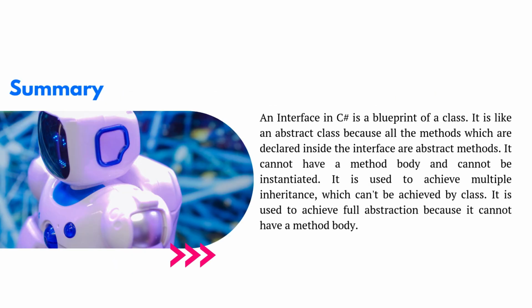An interface in C# is a blueprint of a class. It is like an abstract class because all the methods which are declared inside the interface are abstract methods. It cannot have a method body and cannot be instantiated. It is used to achieve multiple inheritance, which can't be achieved by class. It is used to achieve full abstraction because it cannot have a method body.